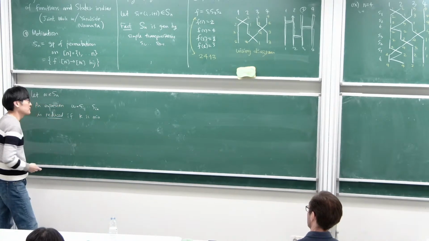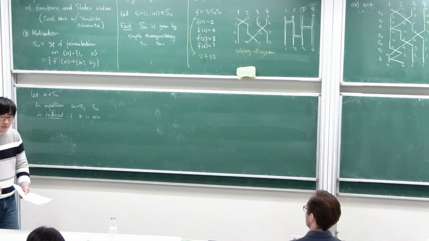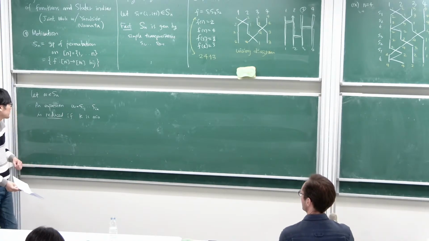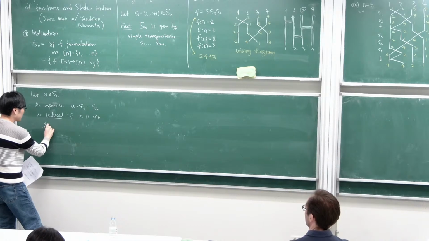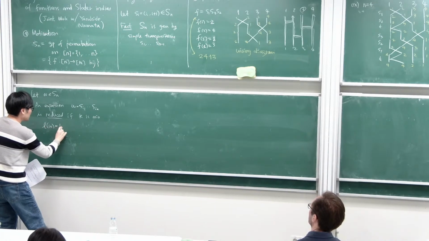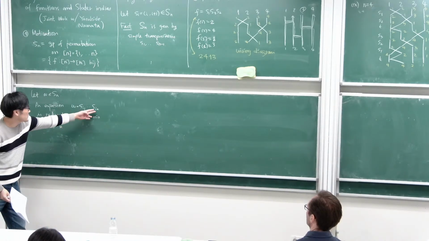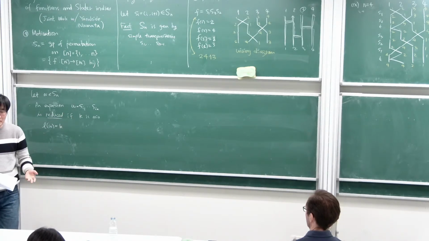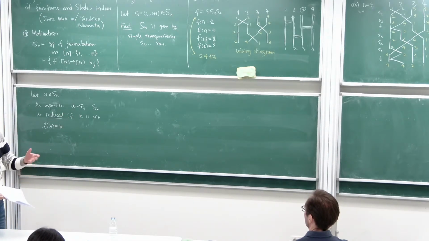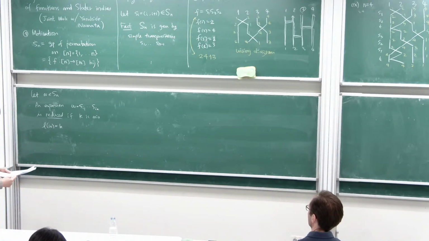If you find the minimum number of generating simple transpositions to express W, then we call it a reduced expression. And in this case, the length of W is defined to be the minimum K. If this is a reduced expression, the length will be K. So in other words, it's the minimum number of simple transpositions you need to write down the permutation.